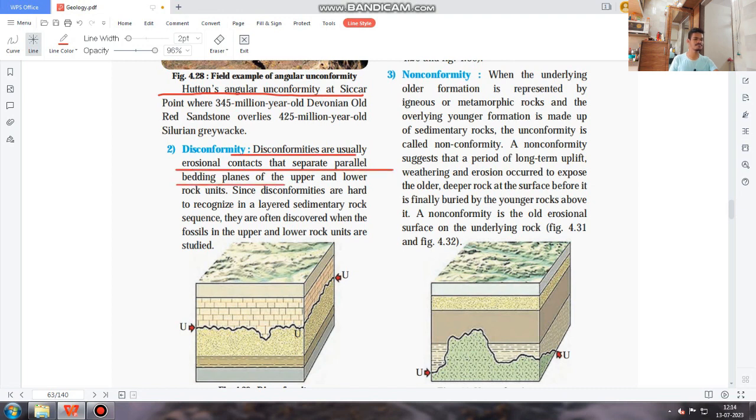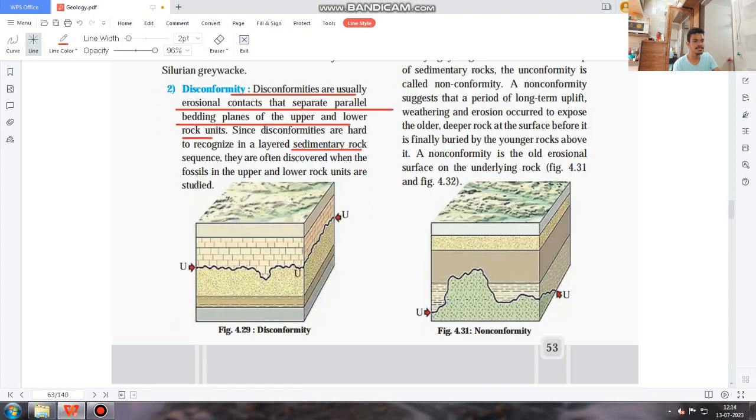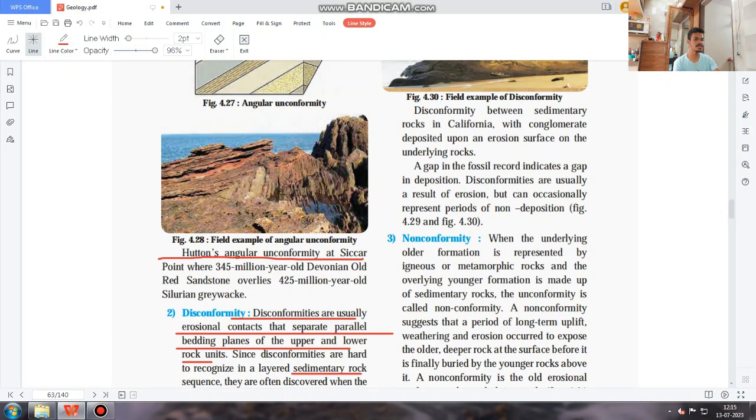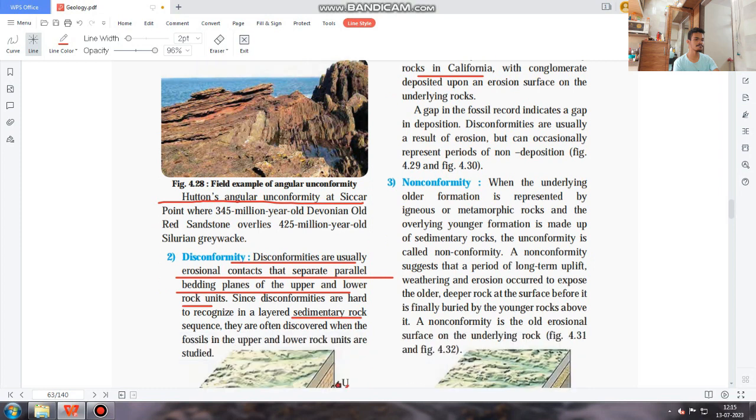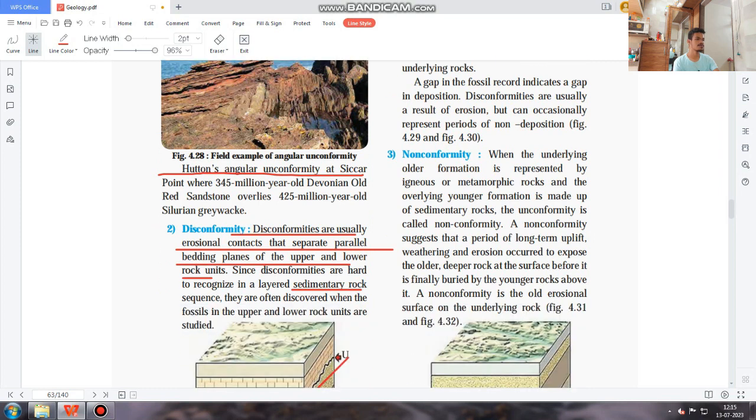Disconformity is what? They are usually erosional contacts that separate parallel bedding planes from the upper and lower rock units. These are mainly formed in sedimentary rocks. Okay, they are parallel, the older and younger are parallel. This is the unconformity formed. Disconformity between sedimentary rocks in California is the example I have given.